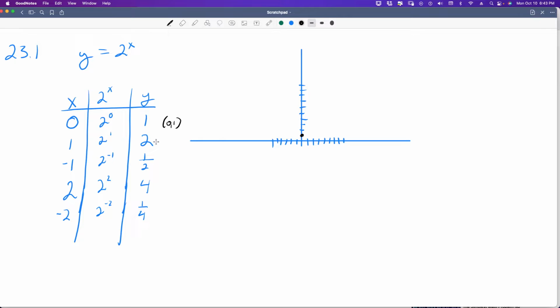So let's do 1, 2. All right, so 1, 2. Then we have -1 and 1/2. So that'd be -1 and 1/2, so it'd be right about here. Then we have 2 and 4. So 1, 2, 1, 2, 3, that'd be 4 right about there. And then we have -2 and 1/4. So that would be -2 and 1/4, even closer here.